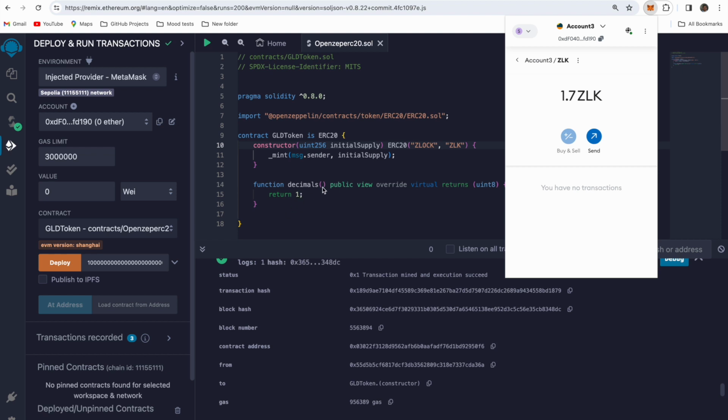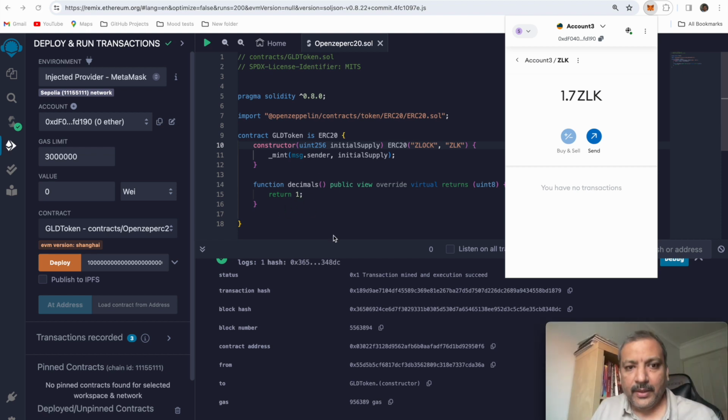If I had put 18 over here, then I could essentially break my tokens into 18 pieces. So 0.000 up till 18 places was the number I could specify and send to anyone I want to send my tokens to. I hope this concept is clear.